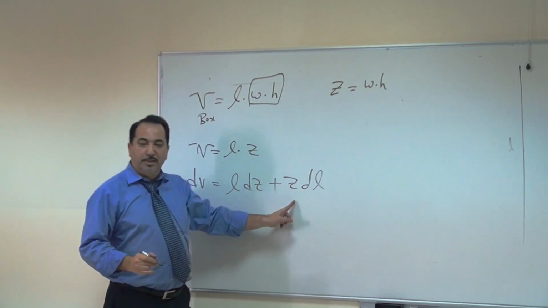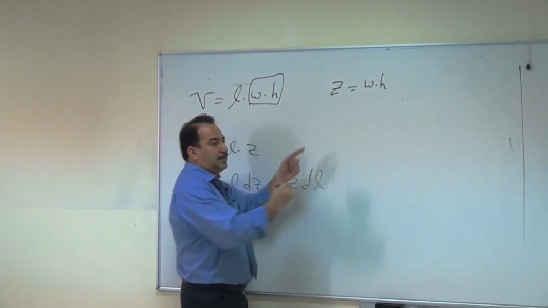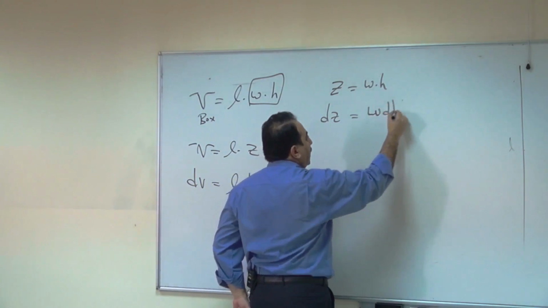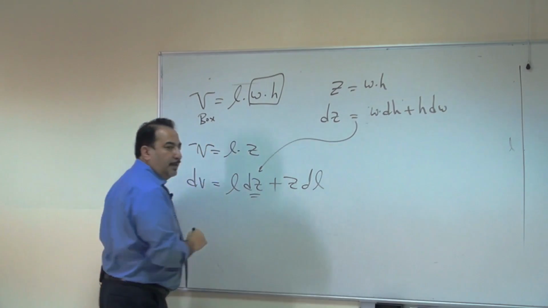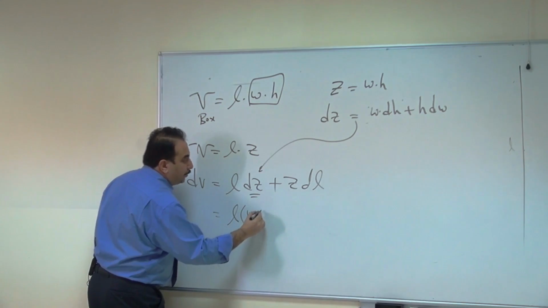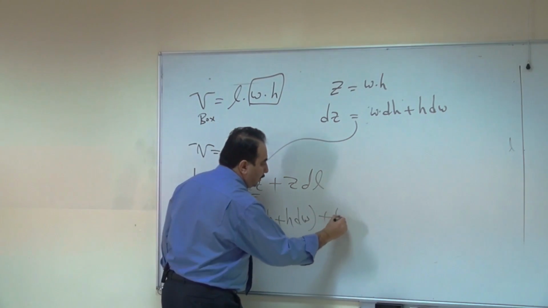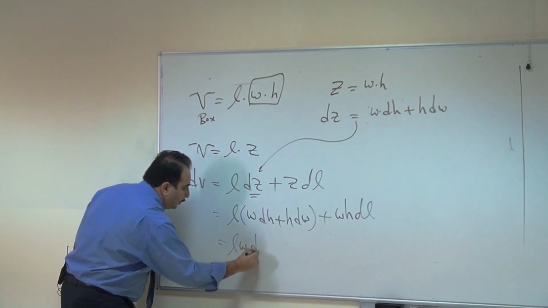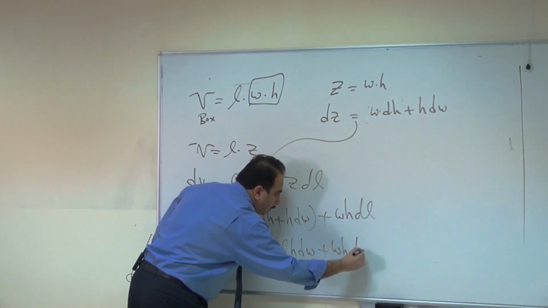Okay. I can put Z back or not? But I need dz, the derivative of Z. So derive this. What is dz? W dh plus h dw. You substitute this one here. So L times W dh plus h dw, plus the Z, which is WH, dl. When you open the brackets, you'll have LW dh plus LH dw plus WH dl.